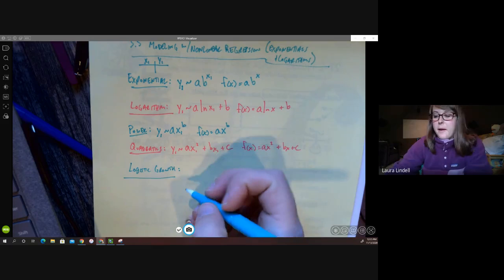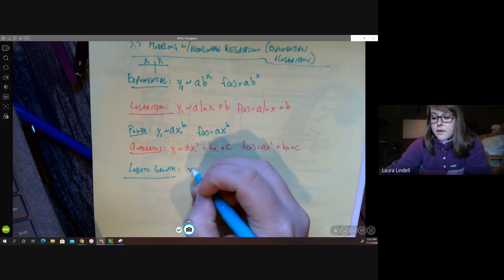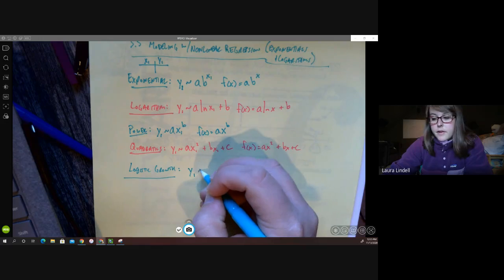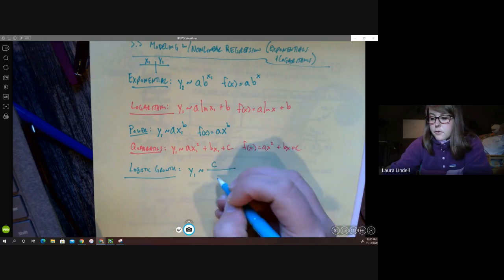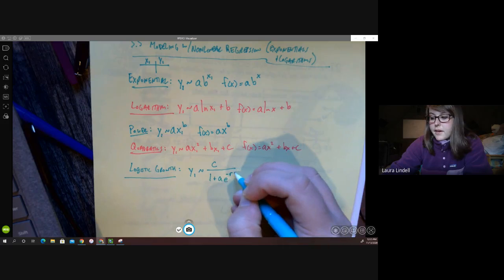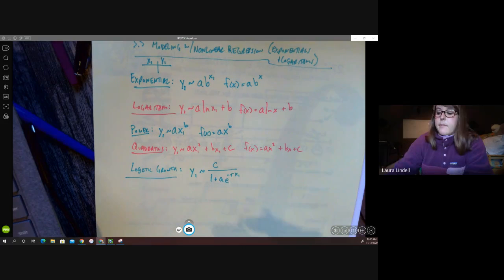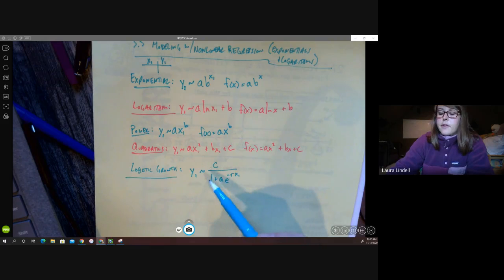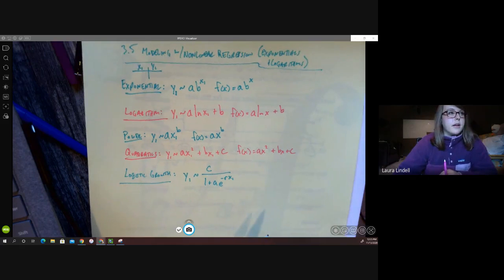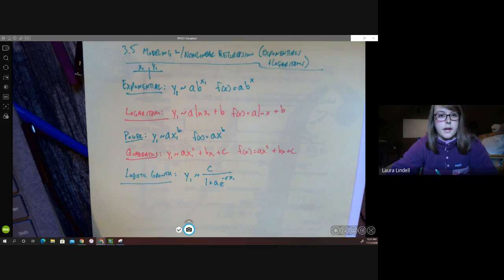Ridiculous. Okay, so for logistic growth, it looks a little bit different. You have c over 1 plus a e to the negative r x1. This is one that when we talk about population, a lot of times logistic growth comes into play.